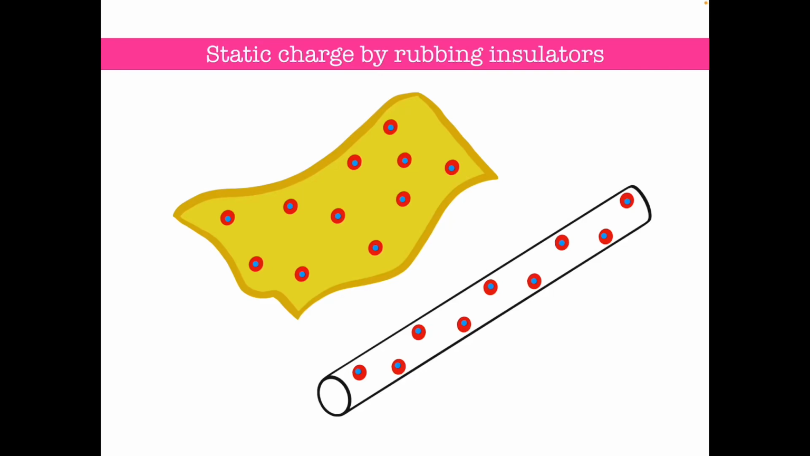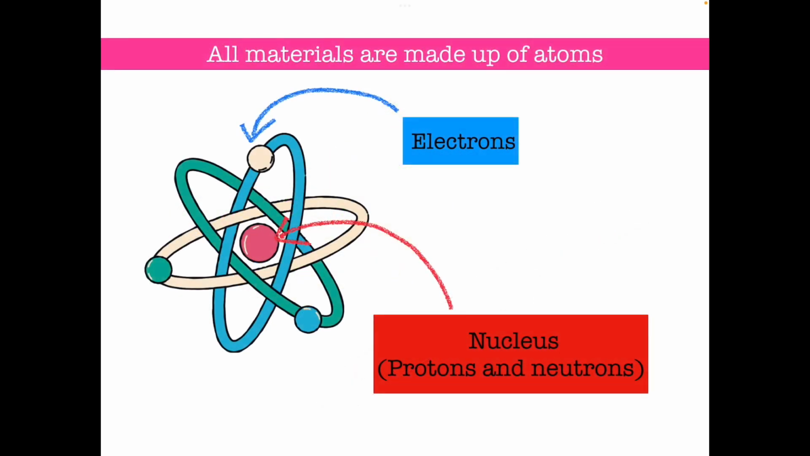How do you explain charging objects by rubbing them with a cloth? To start explaining this, we need to know that all materials are made up of atoms, which have a positive nucleus and negative electrons around it. Each atom has enough electrons to balance the charge of the nucleus, so atoms have a total charge of 0.